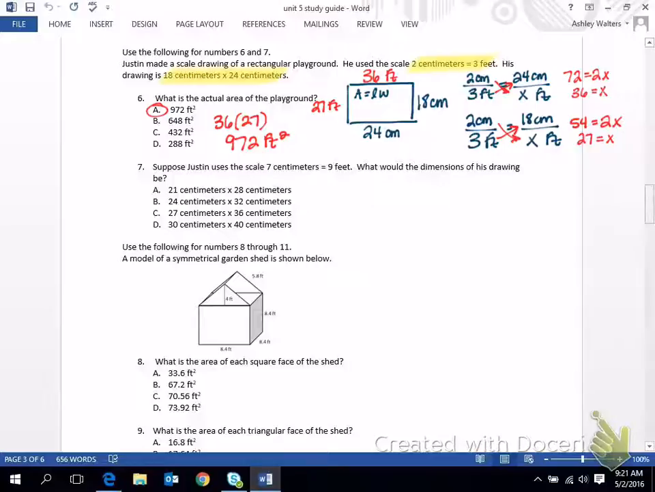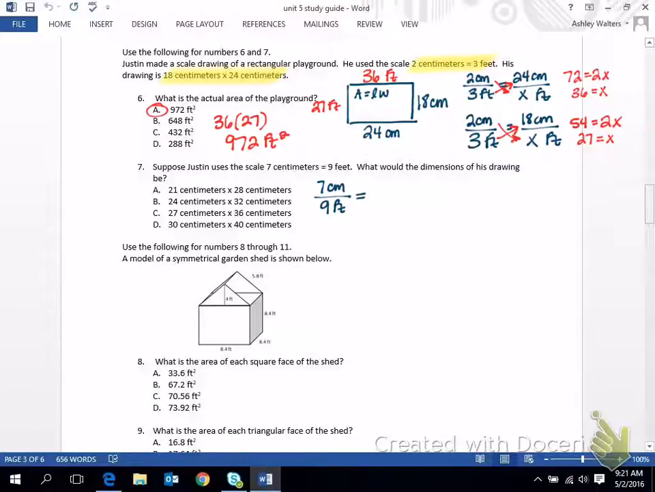All right, for number 7, it says, suppose Justin used the scale 7 centimeters is 9 feet. What would the dimensions of his drawing be? So again, we're looking at proportional reasoning. That 7 centimeters is equivalent to 9 feet.